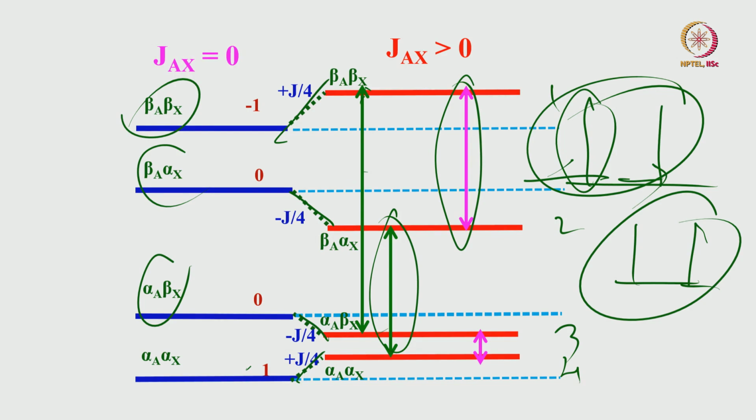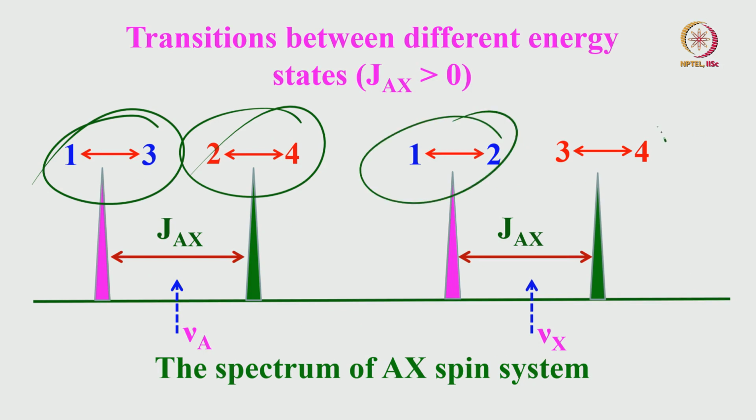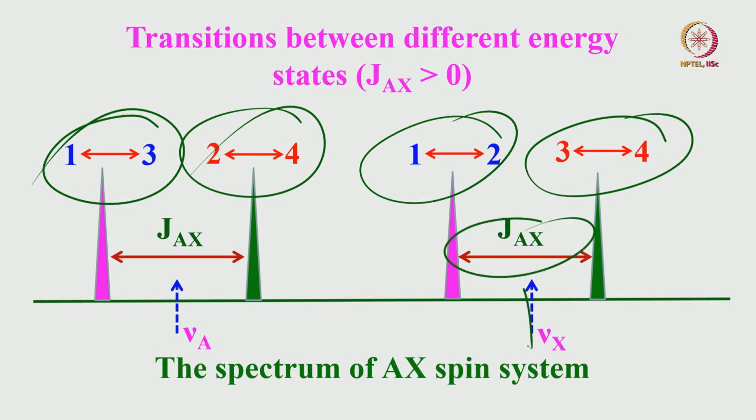So that is how we can understand, because of 4 energy states, when there is a coupling there is stabilization and destabilization of paired and unpaired states as a consequence of this. So that is how we get 4 transitions, and I told you transition 1 to 3 is A, 2 to 4 is A, transition 1 to 2 is X, 3 to 4 is X. This is the 4 lines pattern you expect when the J_AX is greater than 0. This separation gives you the coupling, and this gives you the center of them, the chemical shifts of A and X. This is an example of the spectrum for 2 coupled spins A and X.